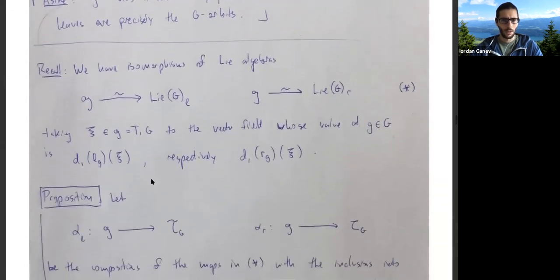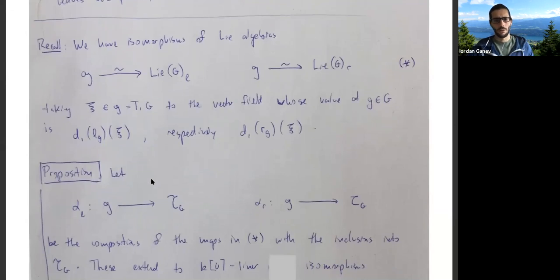Okay, so now we want to go back to thinking about the vector fields on G and a way to understand all the vector fields on G in terms of the left invariant ones or the right invariant ones. So first recall that we had isomorphisms of Lie algebras between the tangent space at identity and the left invariant vector fields and the right invariant vector fields. The isomorphism I gave was in the other direction, but we have one in this direction, obviously.